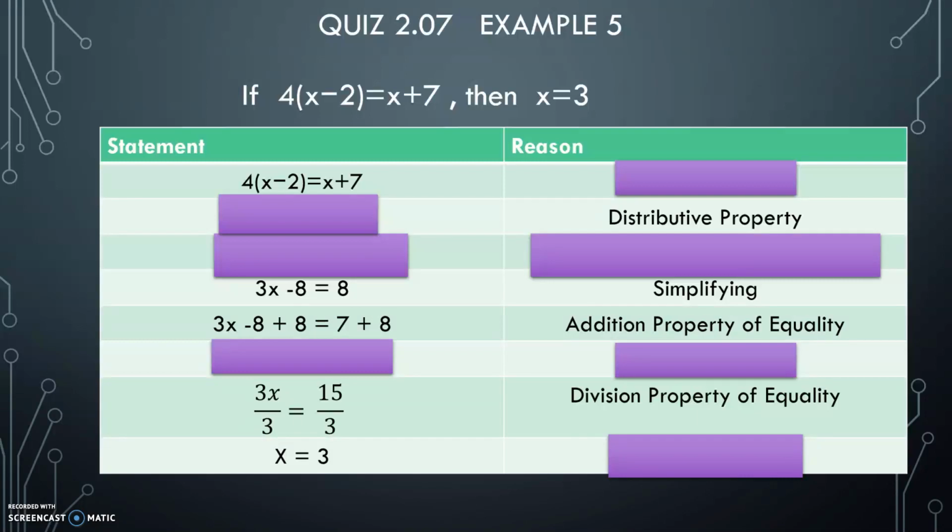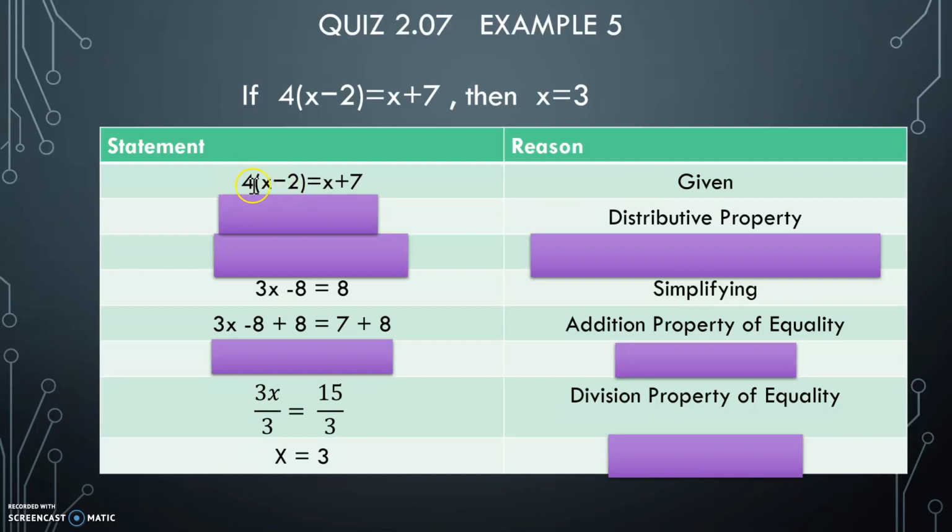This is quiz 2.07, example 5. We have: if 4 times (x minus 2) equals x plus 7, then x equals 3. So we have 4(x - 2) = x + 7, it just repeats our given. Our first statement is always our if statement, and that is our given.